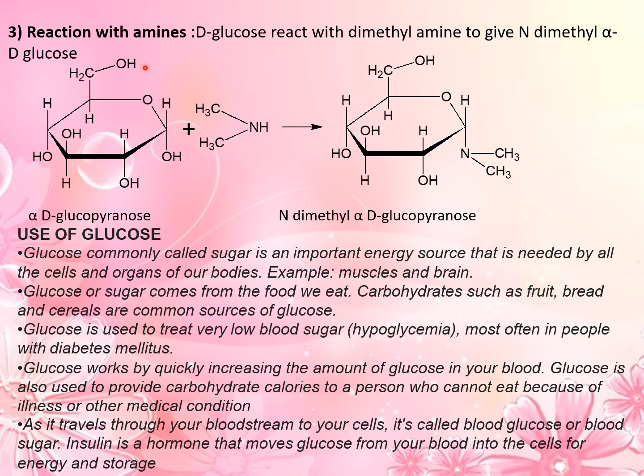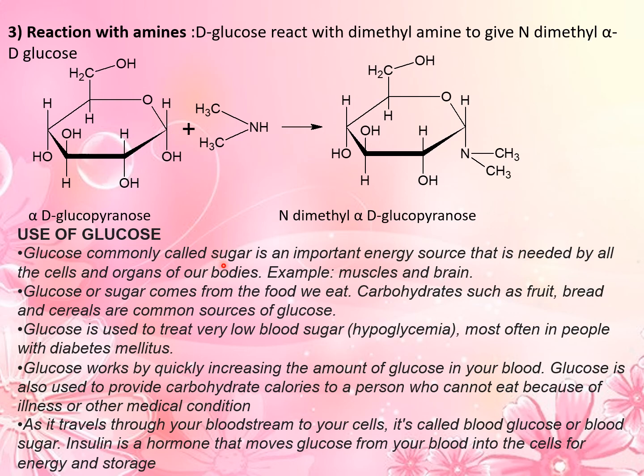The third one is reaction with amines. D-glucose reacts with dimethylamine to give N-dimethyl alpha D-glucose. Here this OH and this H are eliminated as a water molecule. This N is directly attached to this carbon 1. So we get the product N-dimethyl alpha D-glucopyranose.